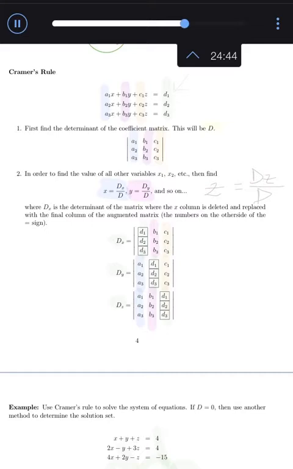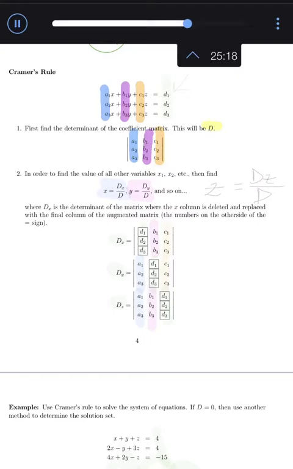We'll start by making the 3 by 3 matrix by taking the coefficients of our x terms. This will be our first column. And our coefficients of our y's, that will be our second column. And then our coefficients of our z will be our last column. When we take this determinant of just the regular coefficients of our variables, we'll call that D.